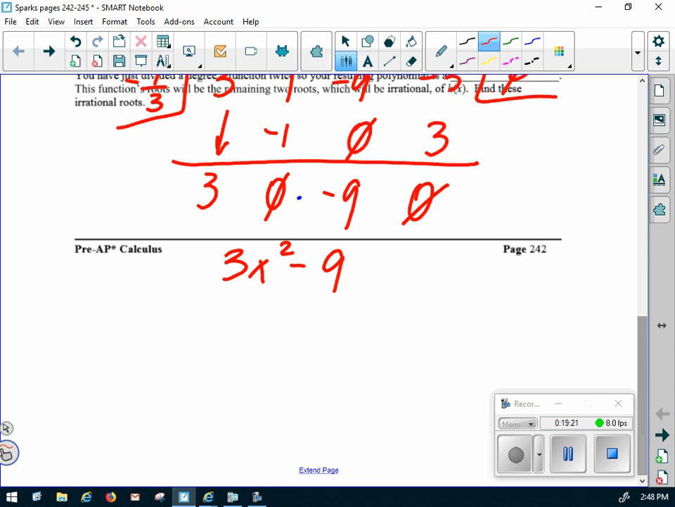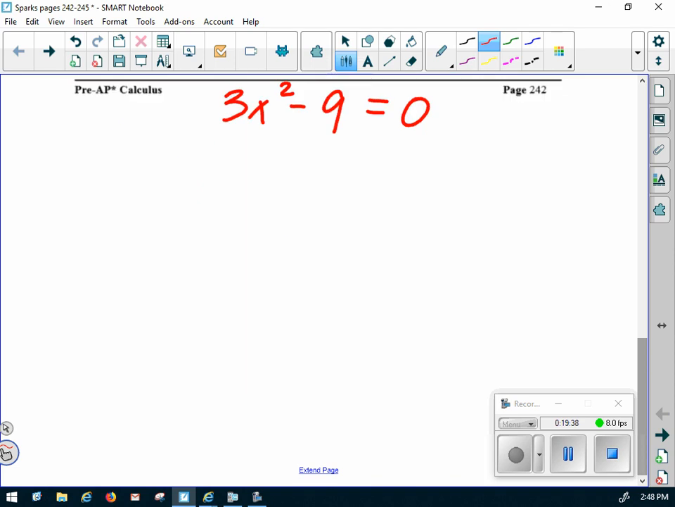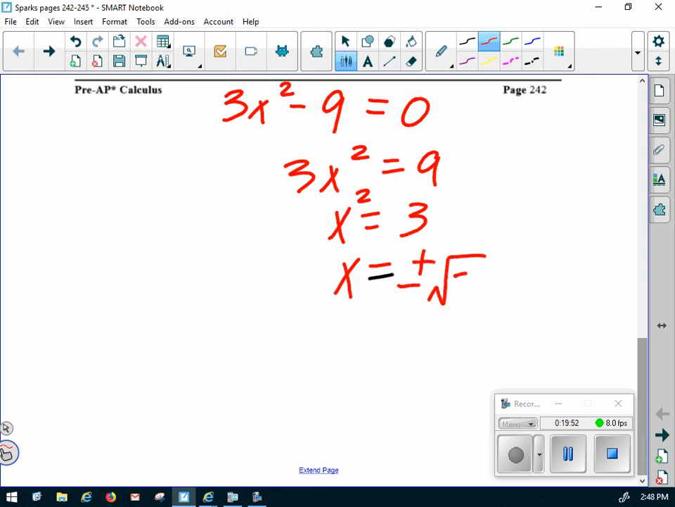I could do a couple different things. If I want to find the zeros from this, I could factor out a 3 as a GCF, or I could add 9 to both sides, divide by 3, and take the square root. It doesn't matter. You'll get the same answers. 3x squared equals 9. Plus or minus. Indeed. It is irrational.